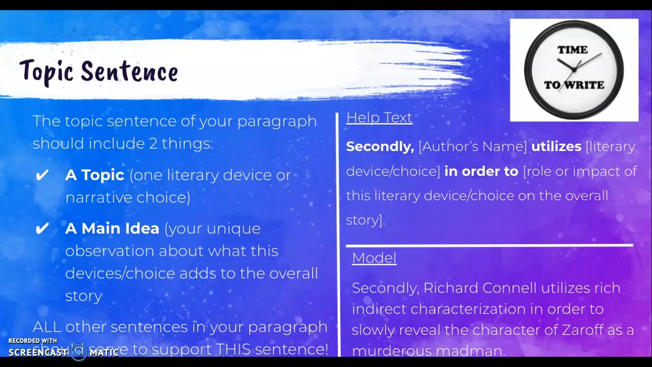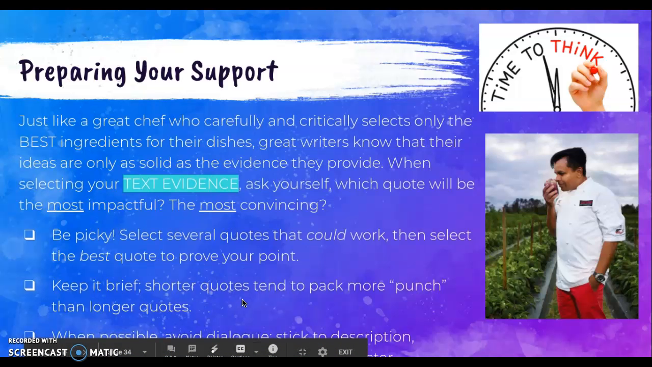Let's go ahead and pause your video now, and I want you to use the help text that you see here in order to help you structure your own topic sentence. All right, so now that we have our topic sentence written, we know that we're going to move into the part of our paragraph in which we are proving this statement or this observation to be true.